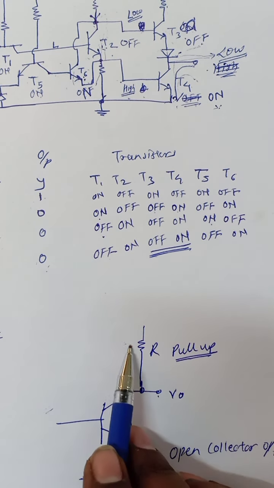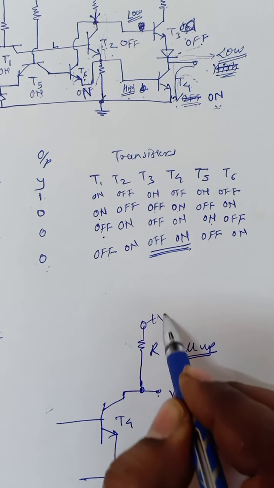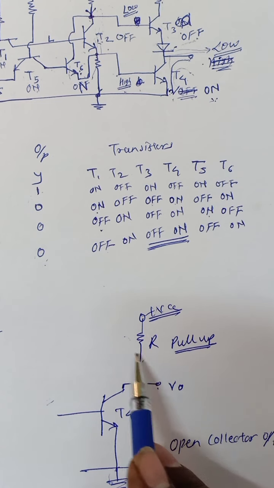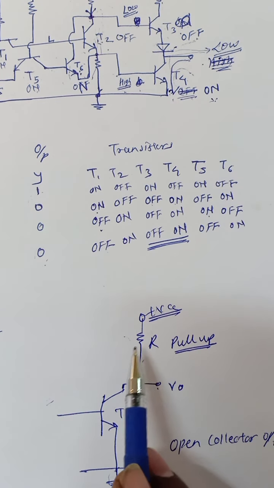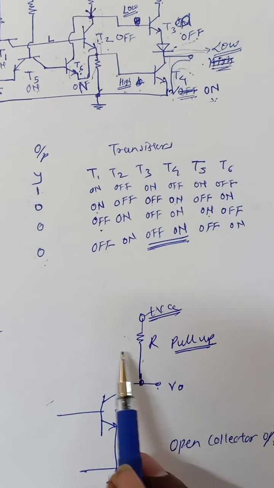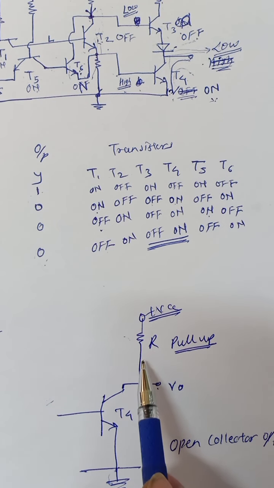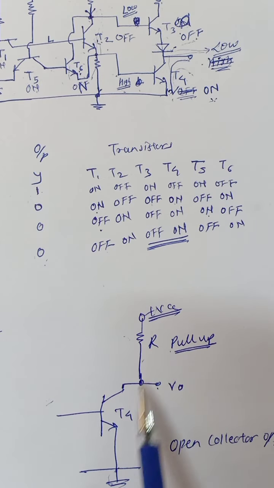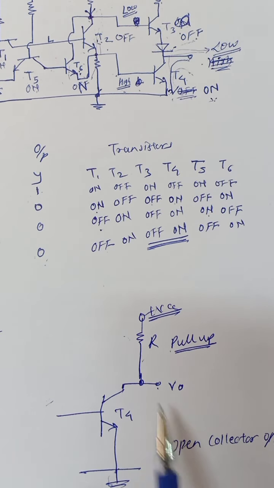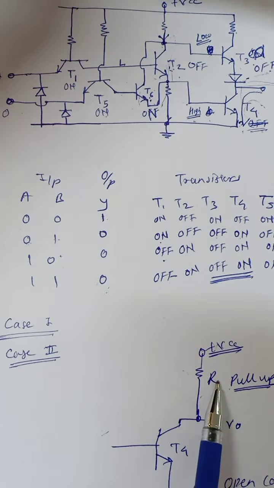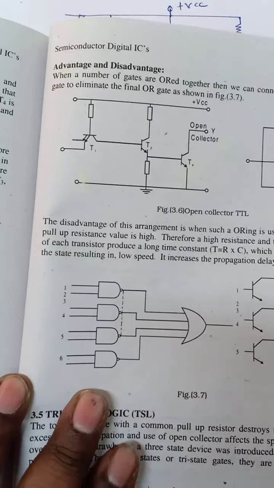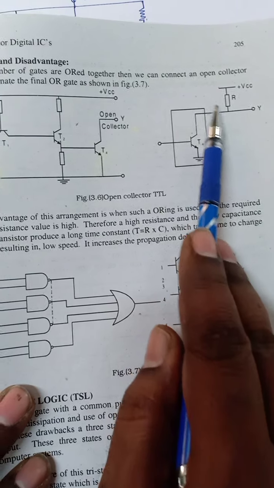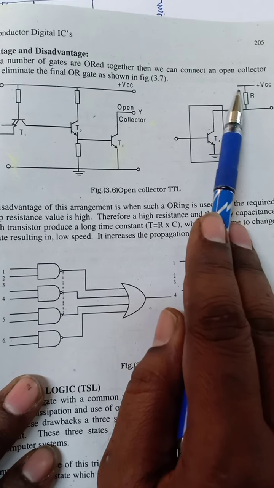What is known as pull-up resistor from VCC. Because of this simple resistor connection, you have to connect it externally, which is not in the IC. So it is known as pull-up resistor, and by connecting this you can observe the output as same as that of the previous. So this is the open collector arrangement. You only have to connect the external resistor.